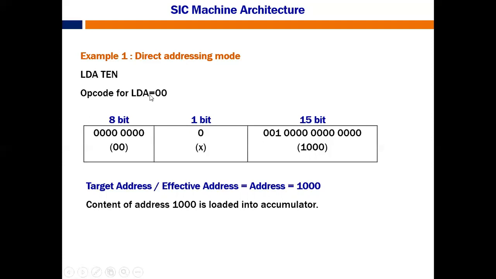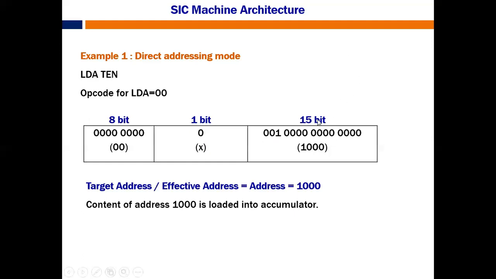What is the opcode of LDA? 00. We represent 00 in binary format as 0000 0000, so totally 8 bits. Then X as 1 bit. Since we load to the accumulator and it is not an indirect addressing method, X is 0 here. For the 15 bits, the target address, let us assume that this 10 is residing at the address 1000. This is actually the hexadecimal number 1000.